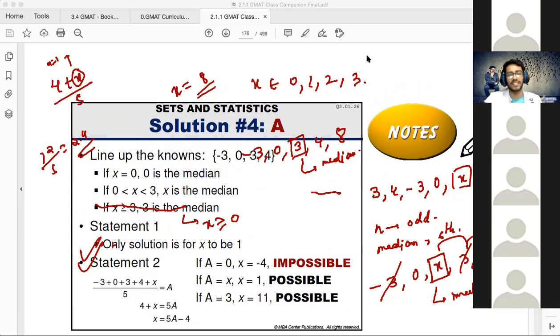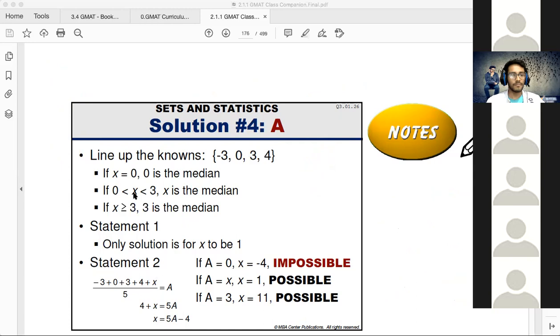They should have given the option while designing this textbook. What is there in A? What is there in B? Let's check. Usually one is satisfied, so the only solution is x for B equals 1. Line up the unknowns: minus 3, 0, 3, 4. If x equals 0, 0 is the median, right? We have considered this case. x can be 0 also, no? Non-negative means x is greater than or equal to 0.